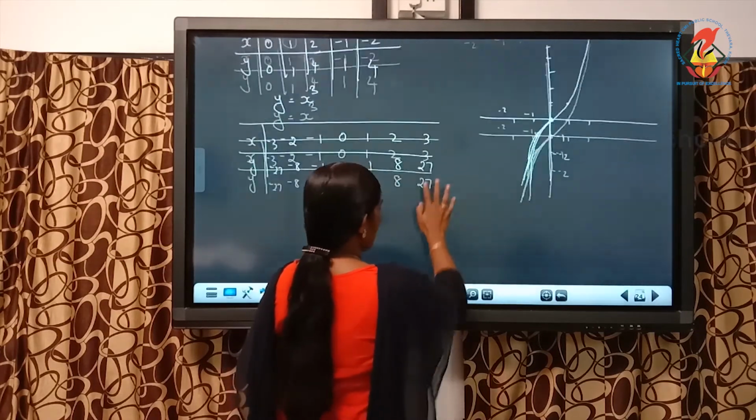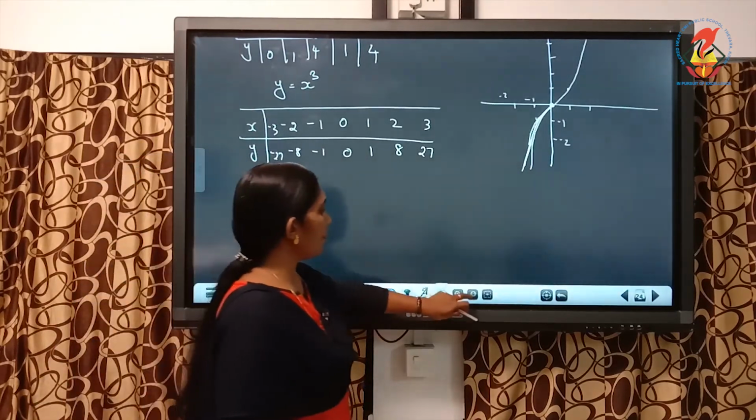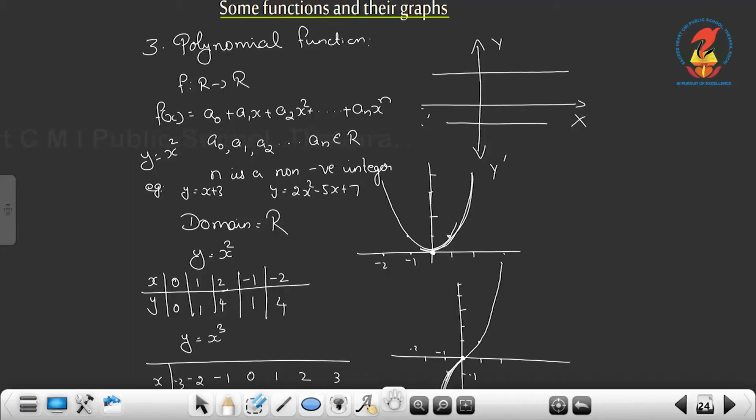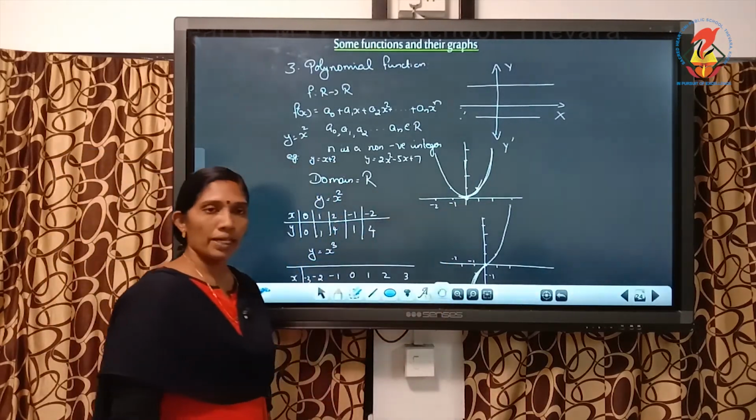Now the next is the rational function. So, polynomial function: what is a polynomial function? A function f from R to R is said to be a polynomial function if it is of the form a0 plus a1x plus a2x squared, etc., an x raised to n, where a0, a1, a2, etc., an are all real numbers and n is a non-negative integer. Then domain is equal to R, but range depends on the nature of the polynomial. Graph also, we can't generalize. Then some examples: linear polynomial, quadratic polynomial, cubic polynomial. Then the graph of y equal to x squared and y equal to x cube.